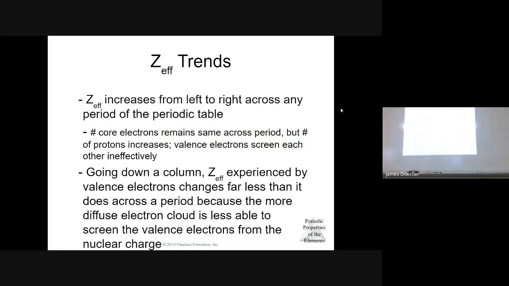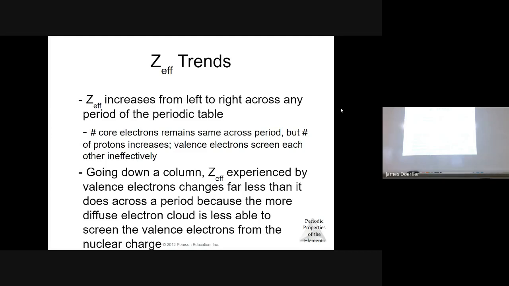Dan, come up here. I went left a little further to the next element. You're on our side still. We're still in the same period. So she's now a new proton again, but my same number of core electrons remains the same.